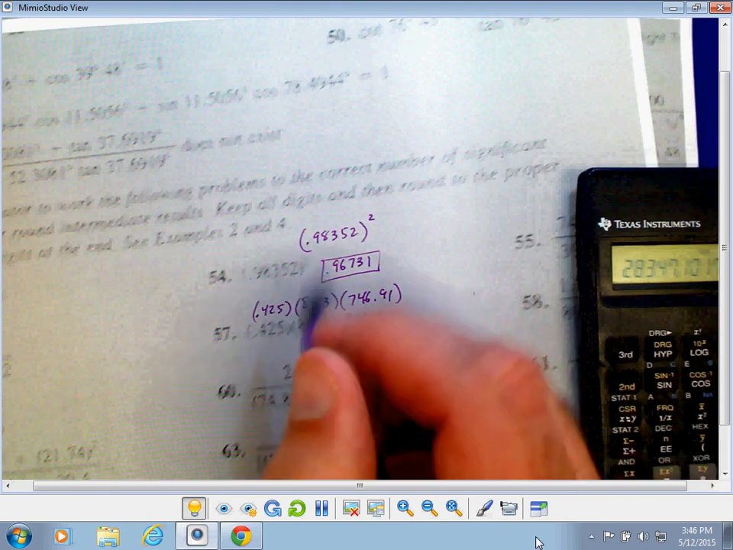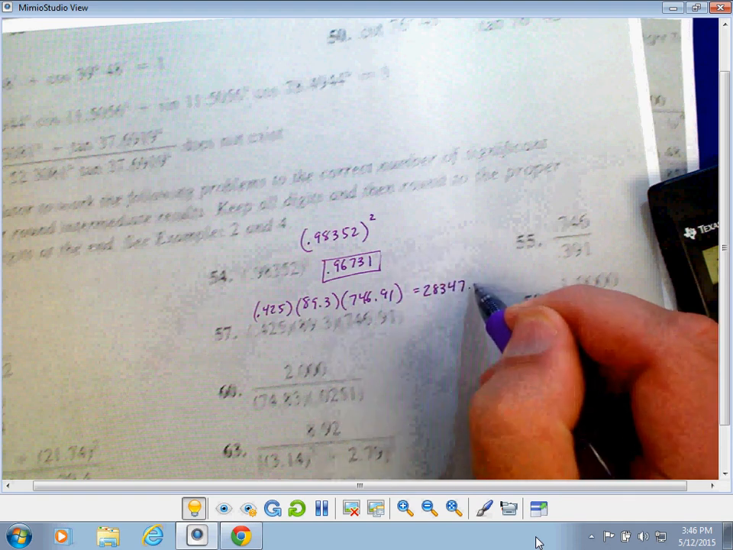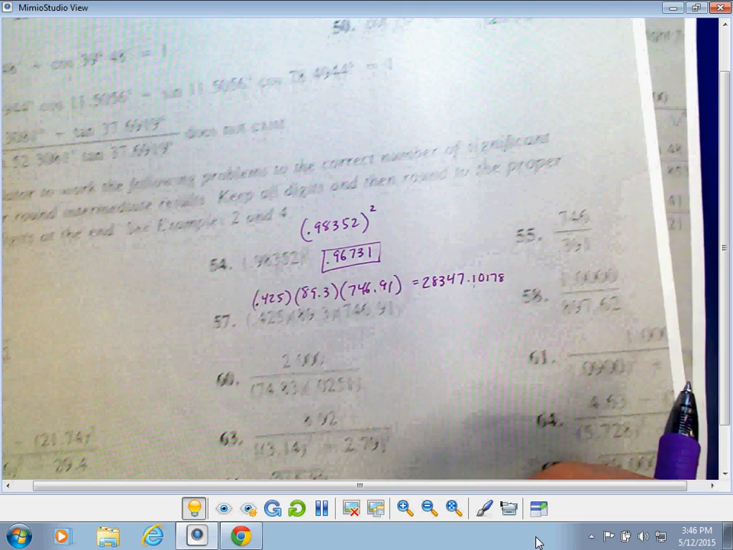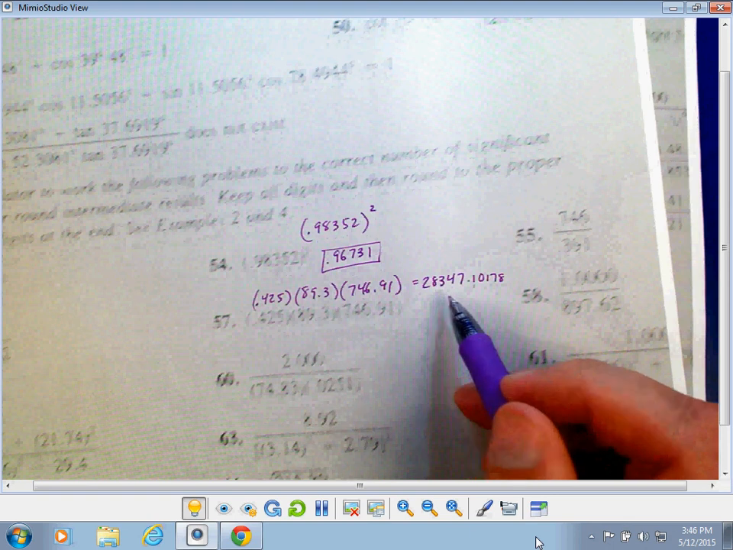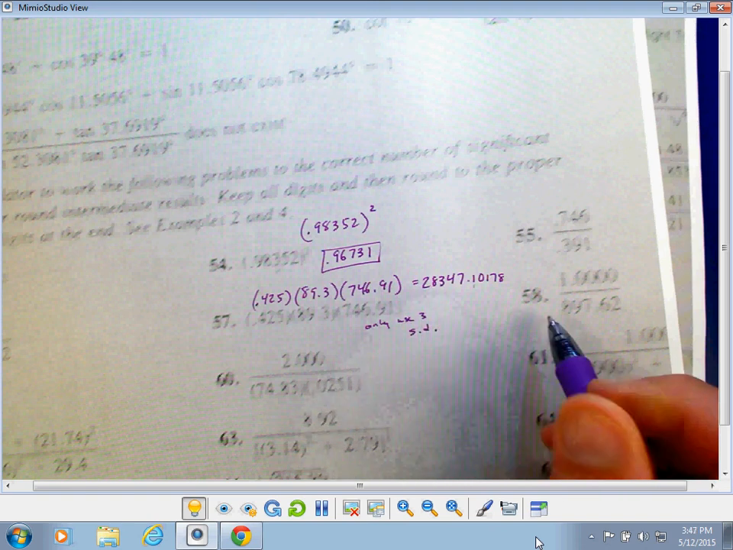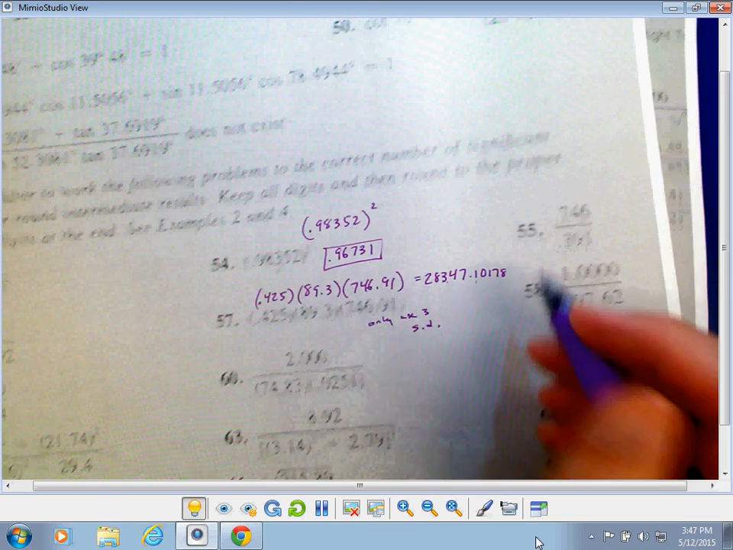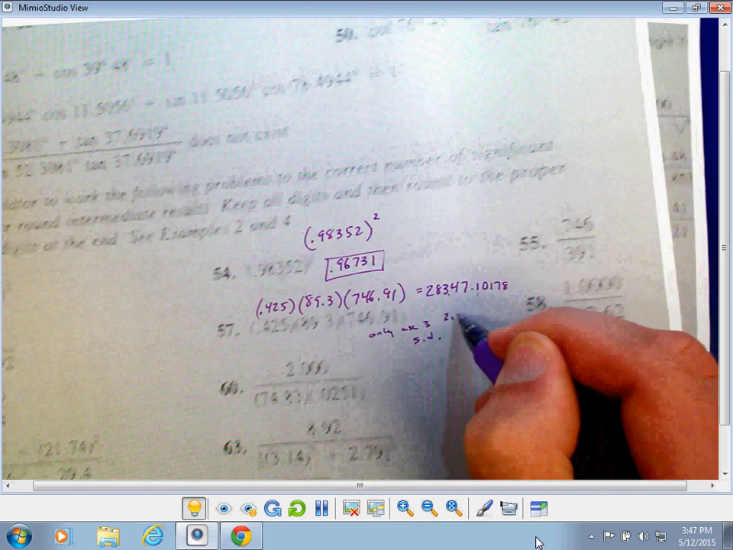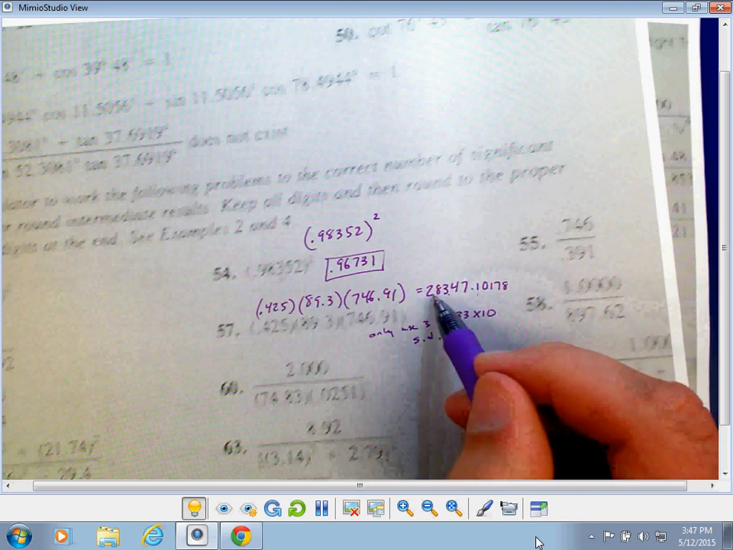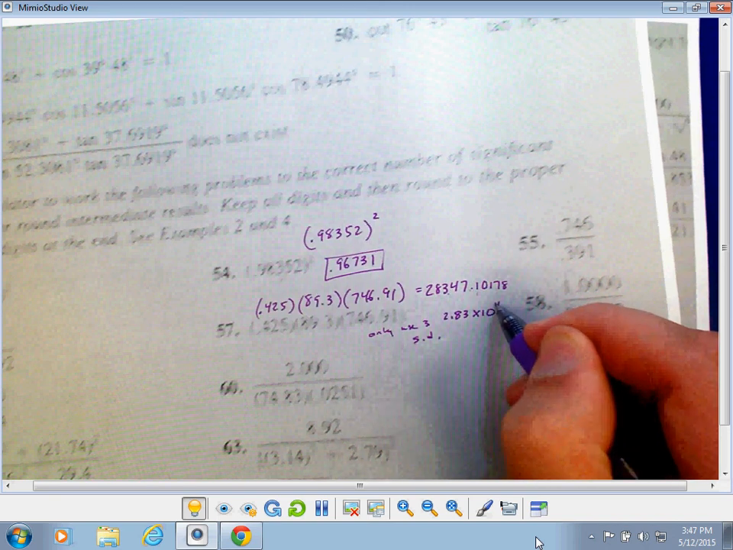28347. Here's what I get on the calculator: 28347.10178. That's a whole host of significant digits. Okay, so what I want to do is make sure that I only use 3. So I could write 283 and then a bunch of zeros, but usually you write this as scientific notation like this: 2.83 1 2 1 2 3 4 times 10 to the 4th.